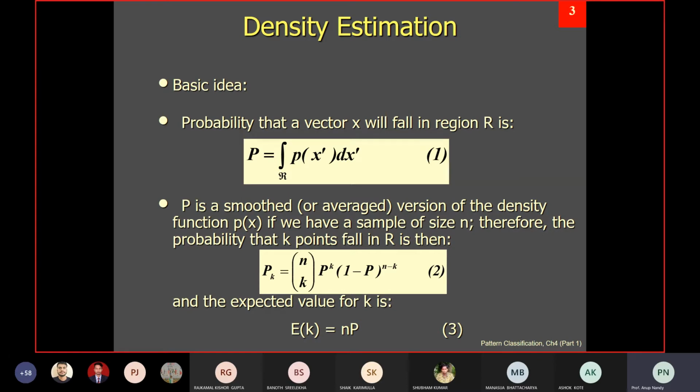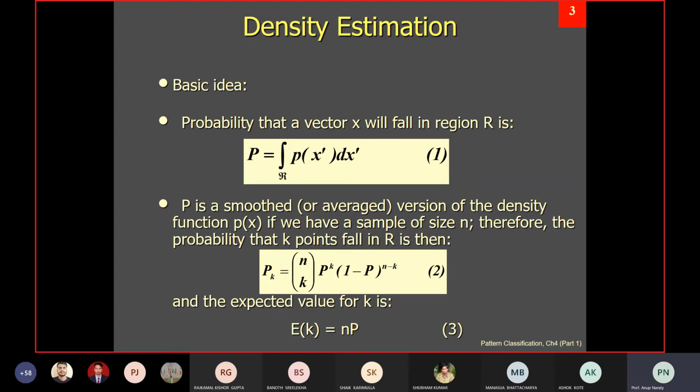These are the ways that people are using. And if you have a very smooth curve, if this P is a smooth or averaged version of the density function p(x), and you have a sample of size n, then the probability that k points fall in this region is given by this formula. We have a binomial distribution, C(n,k) P^k (1-P)^(n-k), and the expected value of k is E[k] = nP.